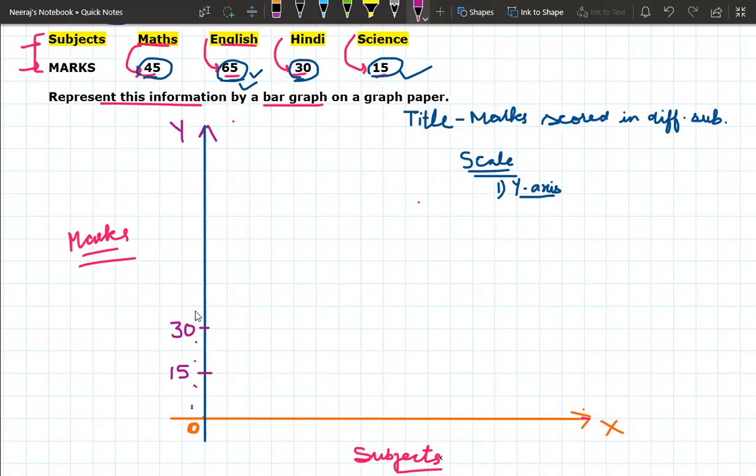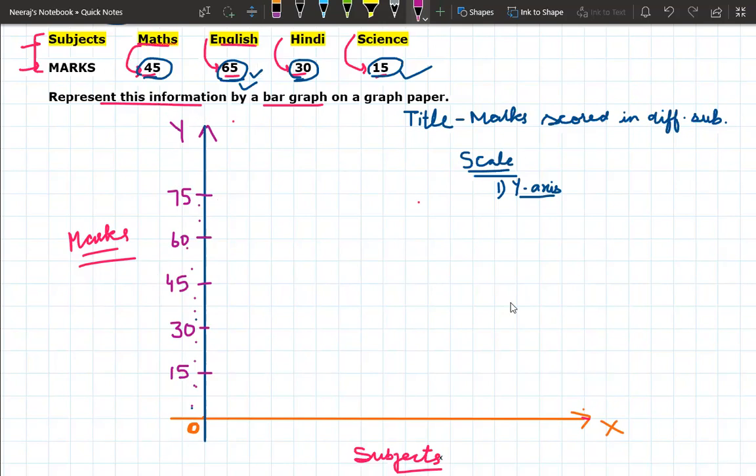So 15 twos are 30, then again leave 2 boxes, 15 threes are 45, or you can add 15. Then again leave 2 boxes, add one more 15, then you will get 60. Then again leave 2 boxes, add 15, and 75 will come. So you can see that from 0 to 15, every time I'm getting the same gap and leaving 2 boxes. So I've represented all the marks on the y-axis.